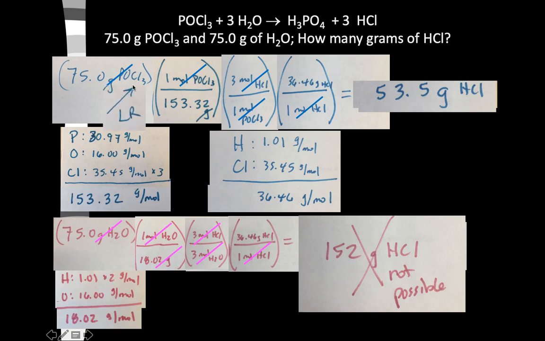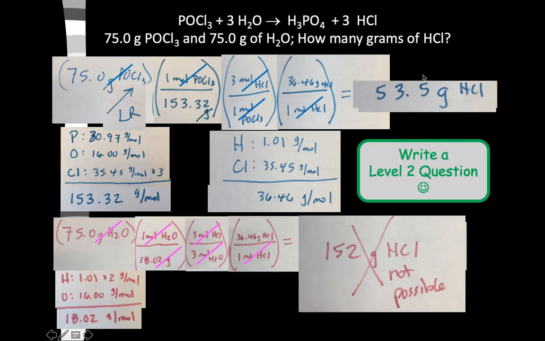That's just a review from the other day. So to determine the limiting reactant, you get your 2 answers of product. The smaller amount of product given is your limiting reactant. And then this is our theoretical answer for this. How many grams of HCl?